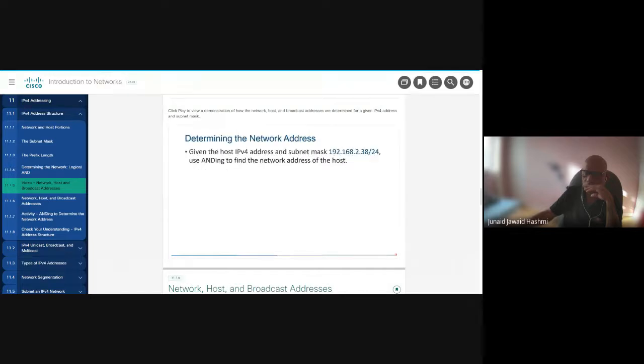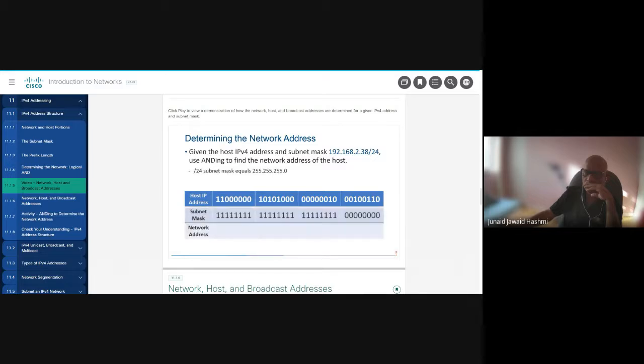Let's say we have a PC with a host IP address and a subnet mask of 192.168.2.38/24, and we'll use ANDing to find the network address of the host. Here's the host IP in binary. Here's the subnet mask in binary. If we compare them bit for bit, we can see that a 1 and a 1 results in a 1, a 0 and a 1 results in a 0, and so on until we have compared all 32 bits.